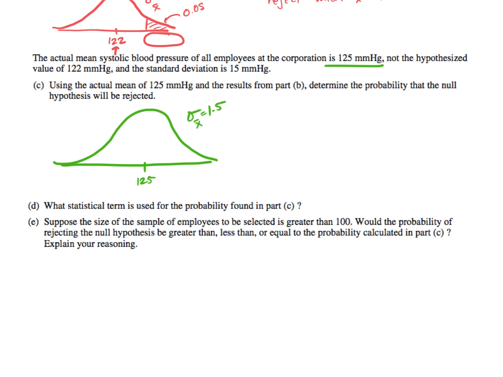But if we look back to part B, when are we rejecting the null hypothesis? If we get a sample mean of 124.47 or higher. So what's the probability that happens?